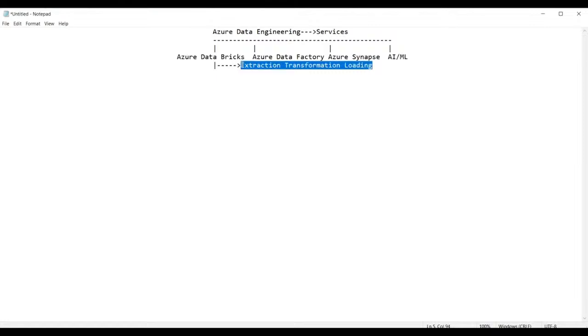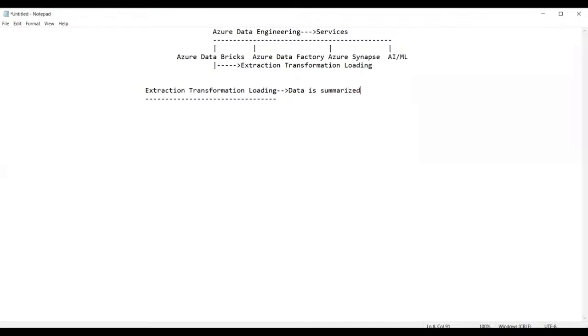Guys, this extraction, transformation, and loading, what is it? Let us try to understand this first. It is a process where data is summarized, and this summarized data is used for decision making. So what is this process of extraction, transformation, and loading?